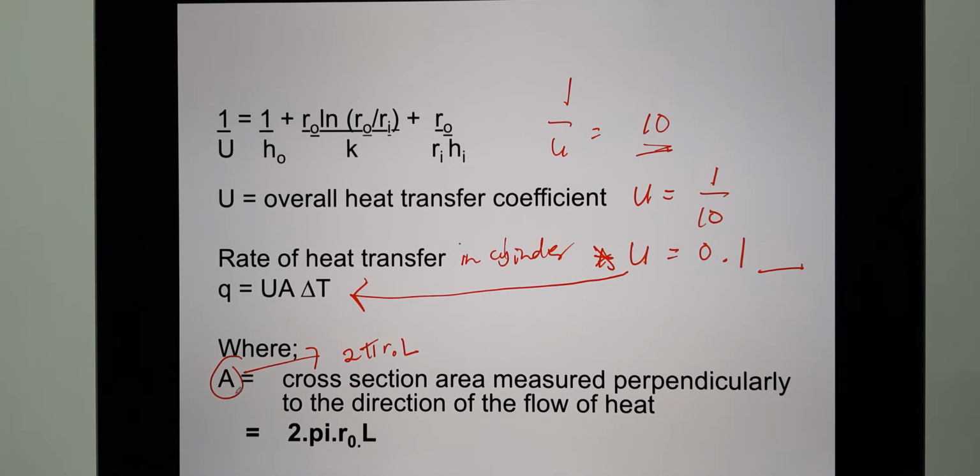So when we talk about A, this one represents A_0, the outer area, 2πR_0 L. If you are going to calculate the inner A_i, you need to use the equation 2πR_i L. Please make sure that this I must come together with the I. If this is A_0, it must come together with R_0.